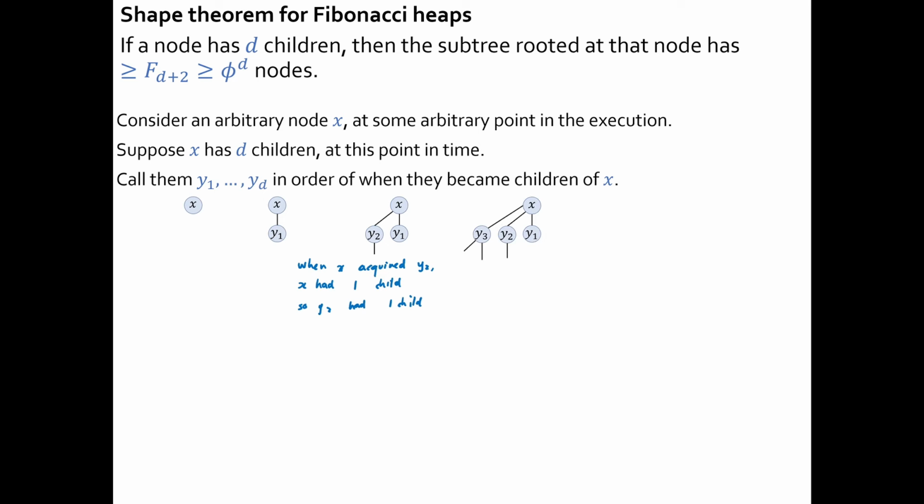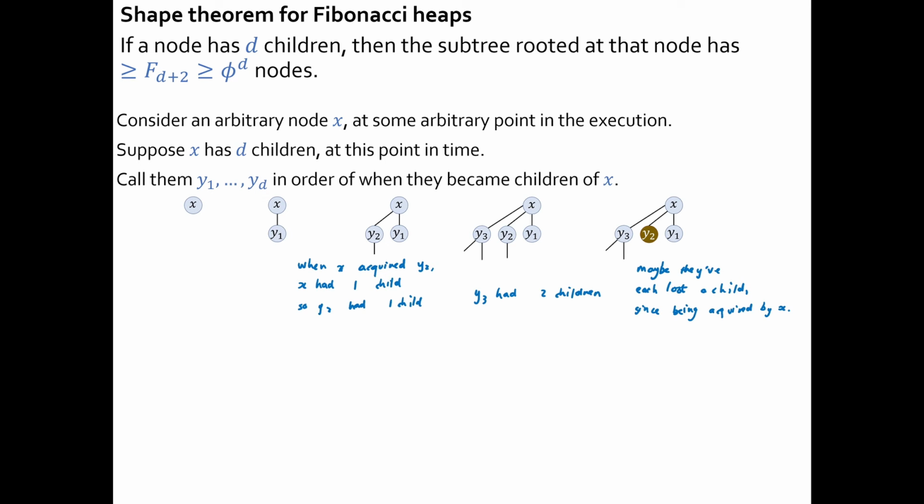Let's look at the next one. At some point in time, y3 became a child of x. Similar reasoning says that when x acquired y3, y3 had 2 children, and so on. It's also possible that some of the nodes could lose children. Let's suppose that at some point in time between acquiring y2 and the point in time that we're looking at, y2 lost a child and y2 became marked as a loser. This could have happened to any of the nodes, in fact.